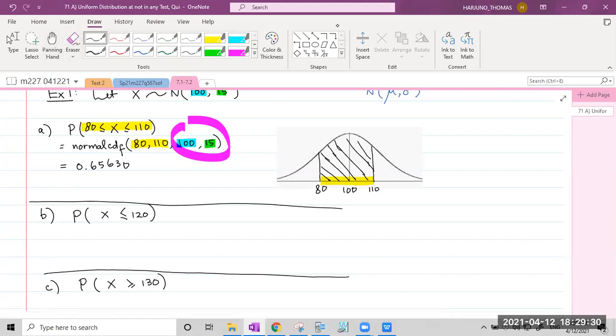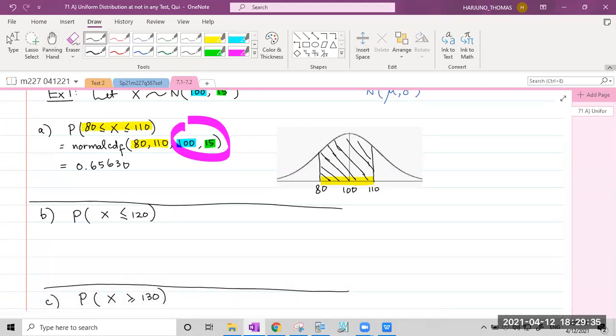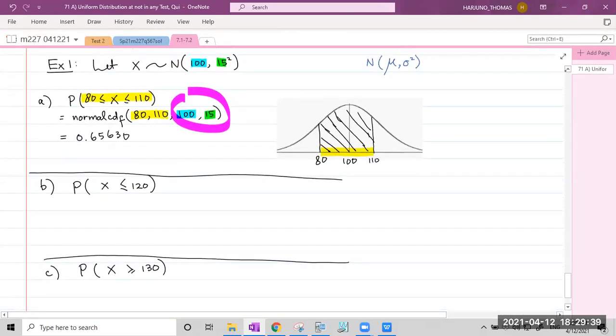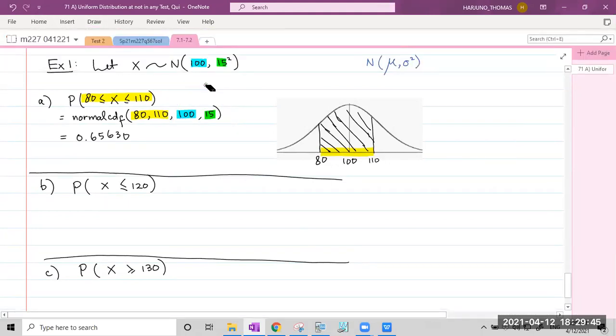Let me ask you to do that. Again, the mean and standard deviation are 100 for the mean, standard deviation 15. Okay, please do this. Two minutes for each. So let's say I will give you the answer at 6:35. Okay, work on that, please.